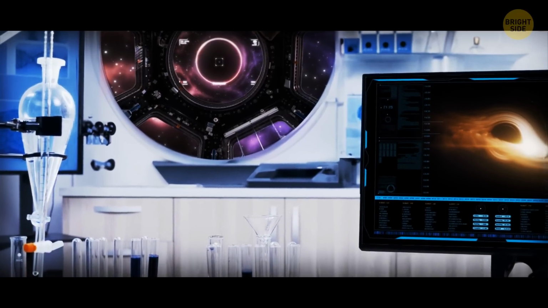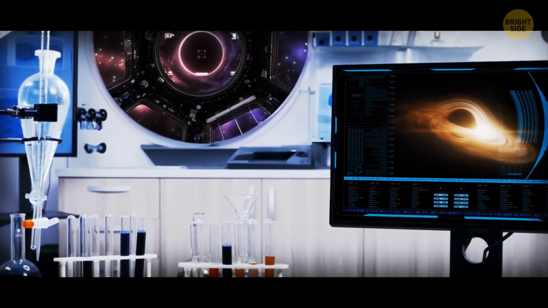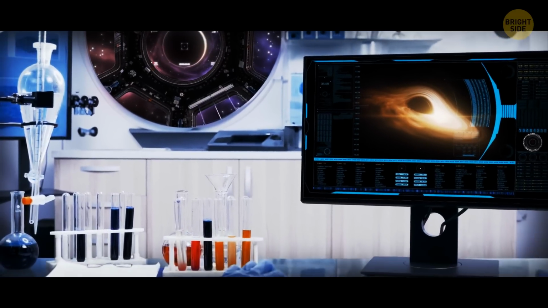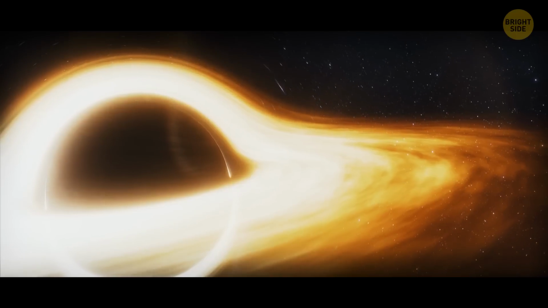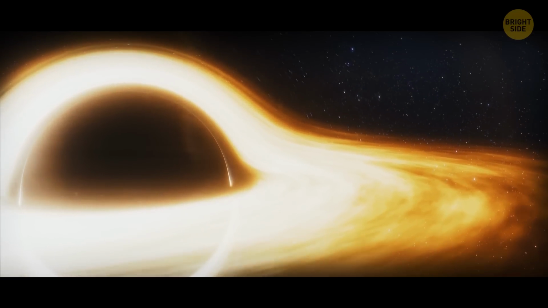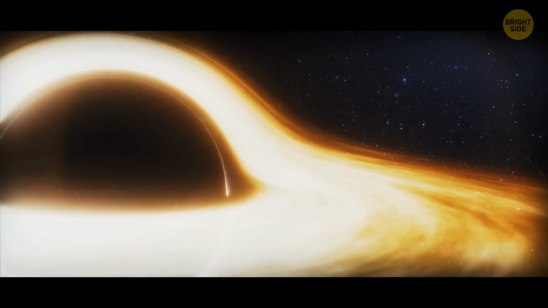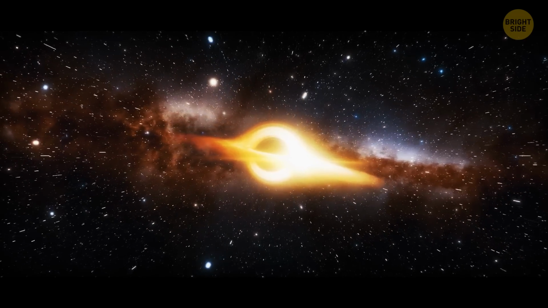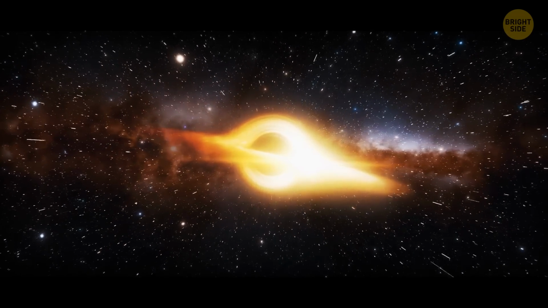That's not all. Some scientists propose that inside a black hole, we might find some exotic matter. Some strange matter with weird properties or negative energy density. If that's the case, this would defy our understanding of the universe.